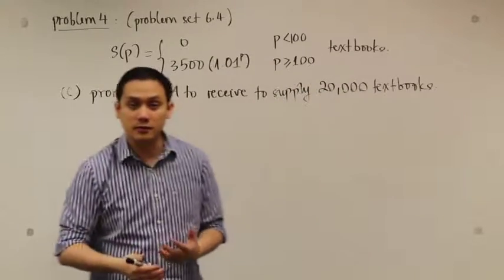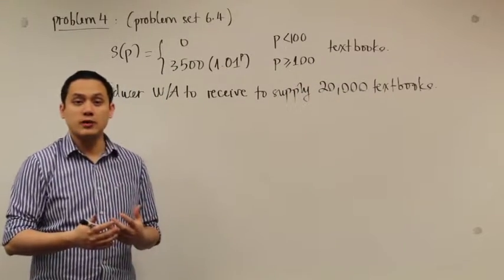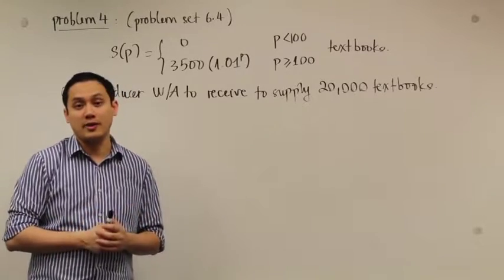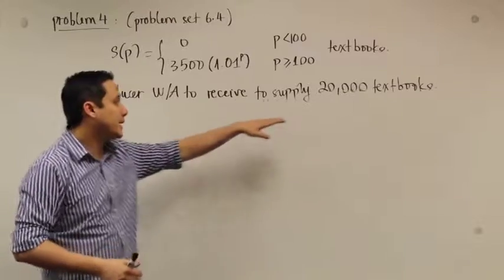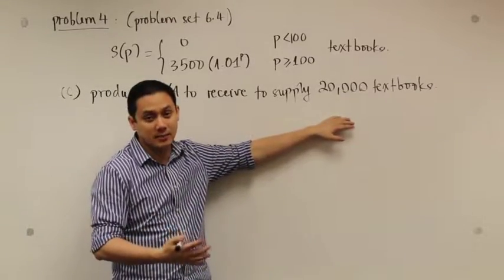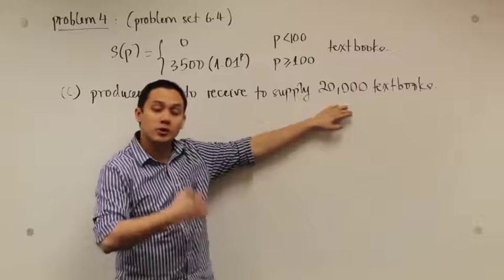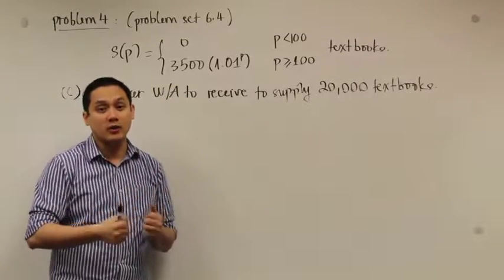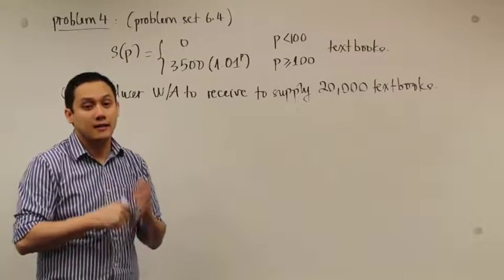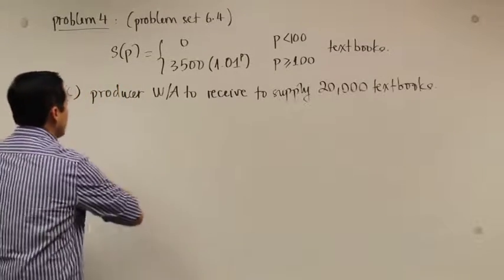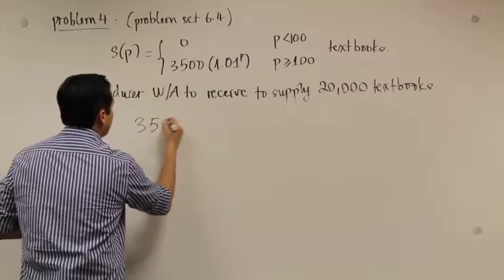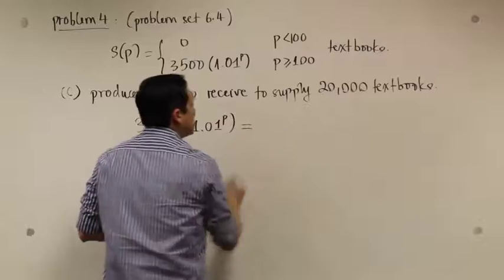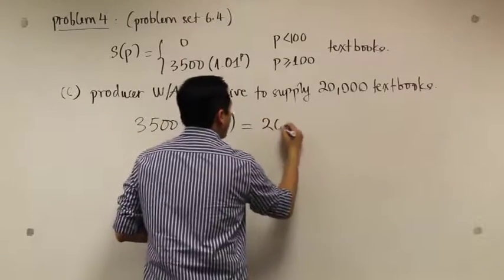This is a little bit different from part A and part B because we don't have the set market price. We know about the shutdown price, but we don't know about the set market price because we have a new quantity supply in this problem. Right? So the quantity supply is 20,000 textbooks. That means you have to calculate the set market price at this quantity supply. That means 3,500 times 1.01 to the p is equal to 20,000.